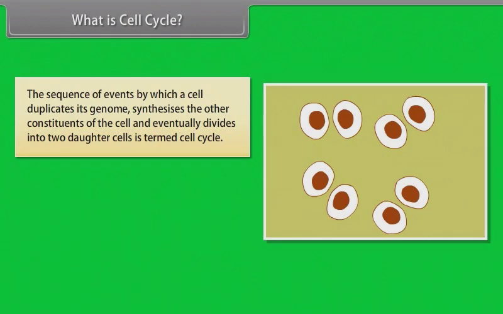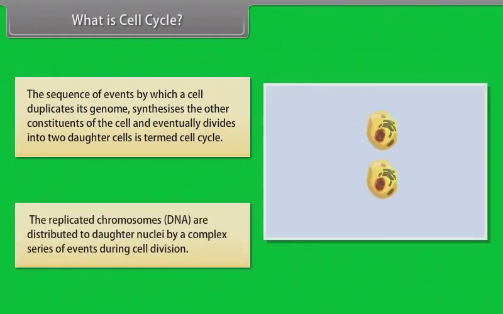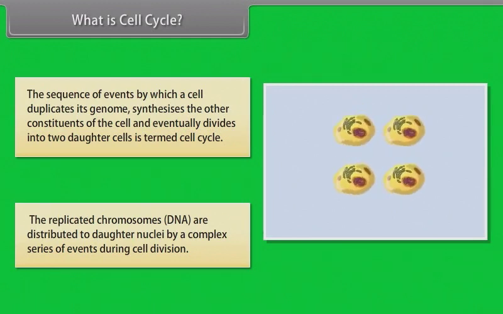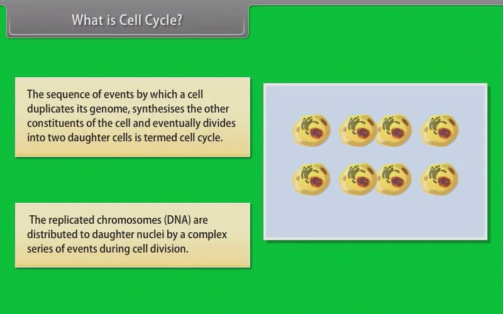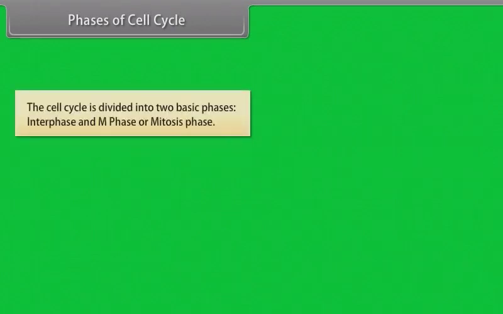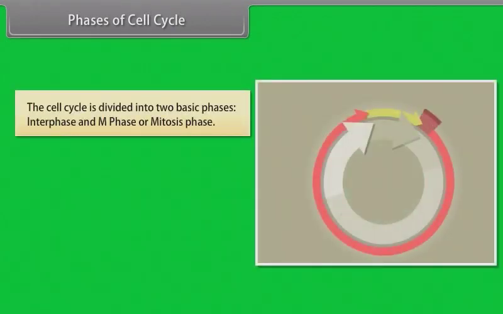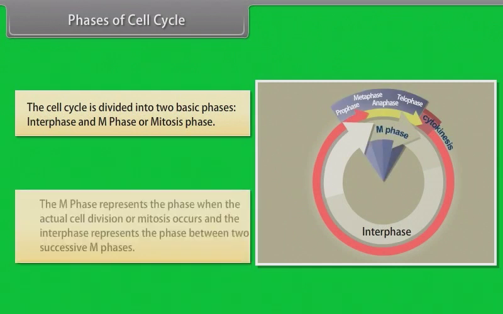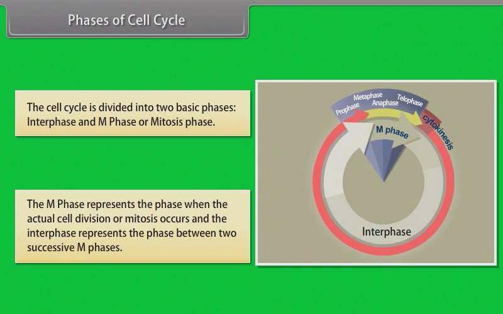You will be surprised to know that the replicated chromosomes, DNA, are distributed to daughter nuclei by a complex series of events during cell division. Now let us know about the phases of cell cycle. The cell cycle is divided into two basic phases, interphase and M phase or mitosis phase. The M phase represents the phase when the actual cell division or mitosis occurs, and the interphase represents the phase between two successive M phases.